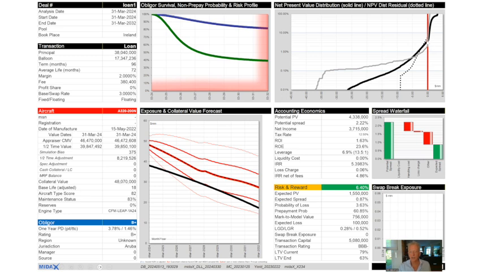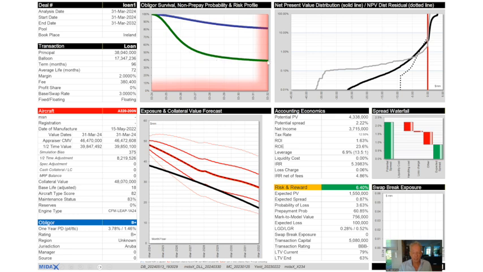And typically, you have less loss probability. Here, this intersect with the 0 NPV axis is lower. So that's the other thing, is that most loans have an ability of the borrower to prepay, and so this is shown here in the obligor survival and non-prepay probability risk profile. So the blue line is the cumulative probability of non-default, of survival, and the green one is the cumulative probability of no prepayment.